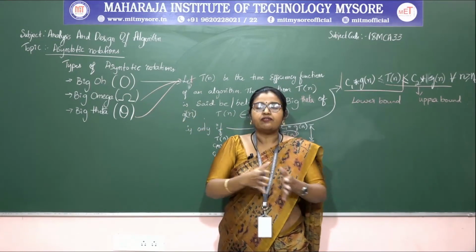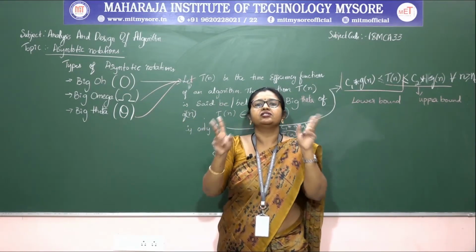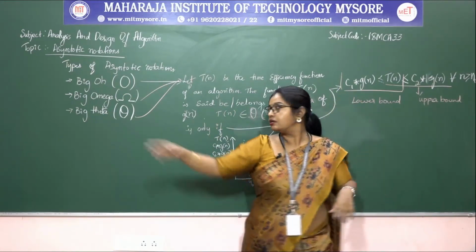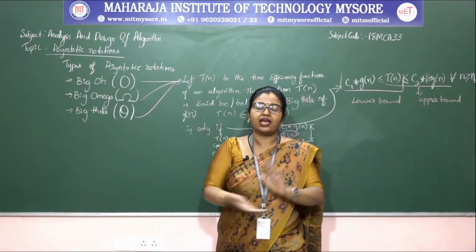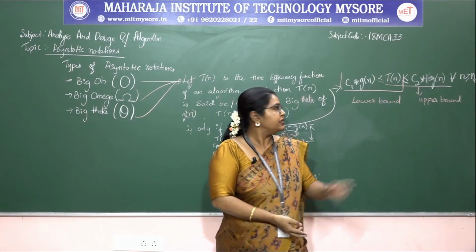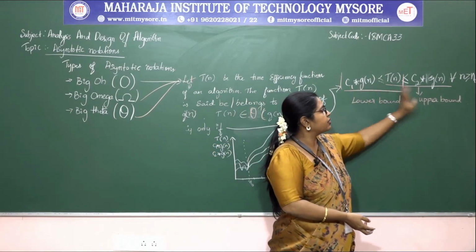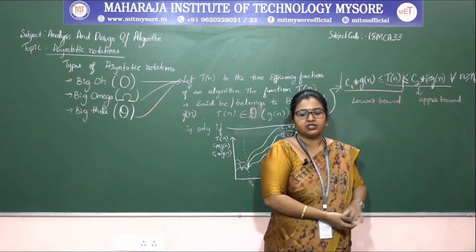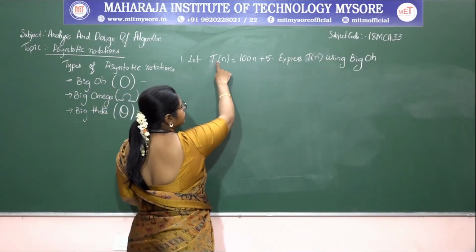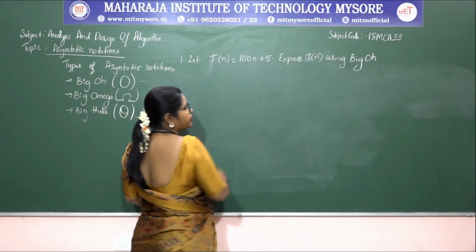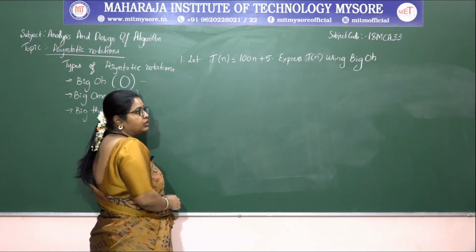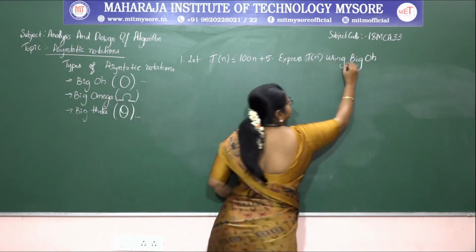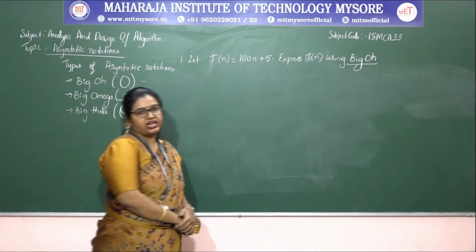If your T of n lies between two different functions, then we can make use of big theta notation. Using big theta notation we can represent our algorithm efficiency. What is given? The given is T of n is equal to 100n plus 5. In what notation do we need to represent it? We need to represent it in big O notation.